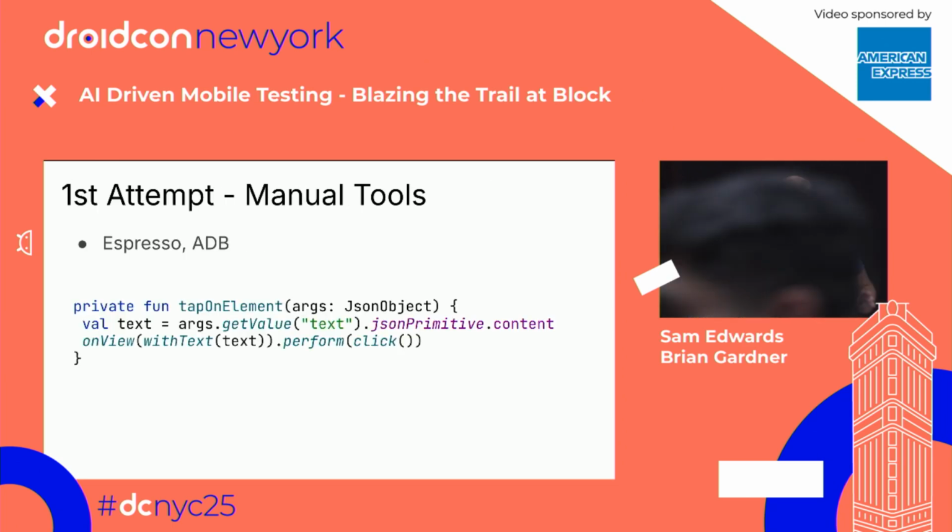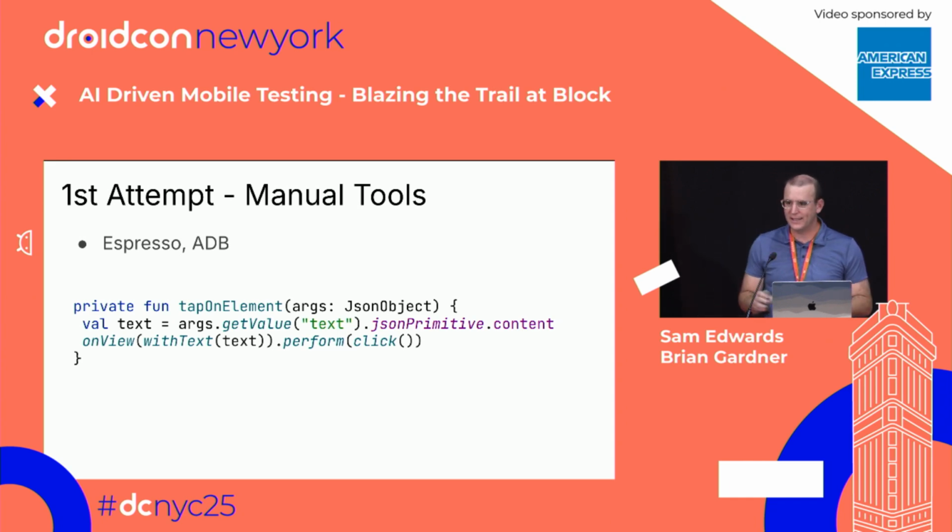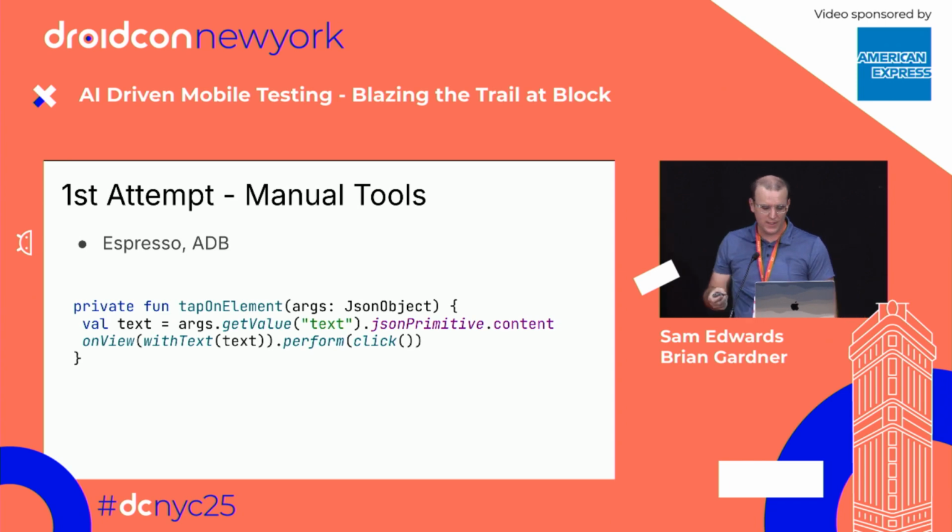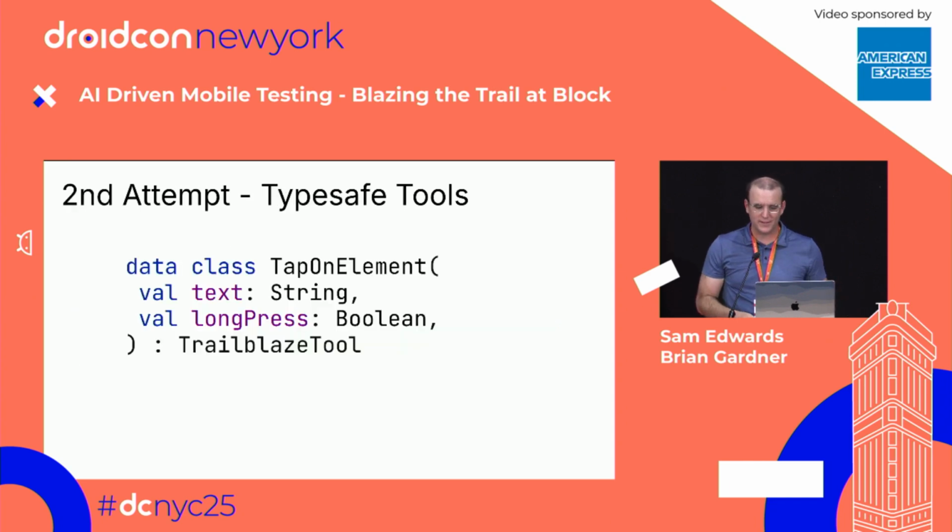We talked about tools a little bit, Brian was saying, and tools are the key part of having the LLM instruct us on how we can interact with the device. The first thing we did was these JSON objects that come back. It's just raw JSON, and we get the value text off of it, do an Espresso matcher and click, but we talked about the problems we had with Espresso, and ADB doesn't work purely on device. So then we said, what about type-safe tools? What if I could say, this is my type-safe data class, I just need these parameters, and then I could register that with the LLM and have it call that. It's super easy to have clean code, and that was really cool.